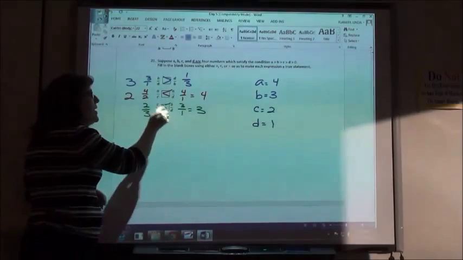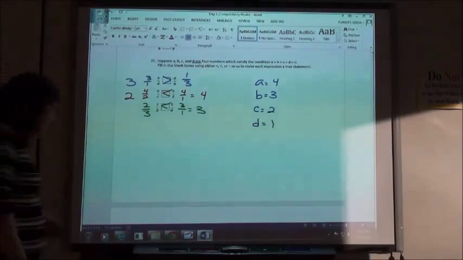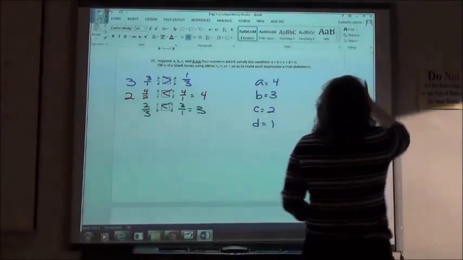So it makes it pretty easy once you start throwing those numbers in there instead of just trying to look and say, oh, if A is bigger than B, then this has to be true and so on, like they do in the algebra program.